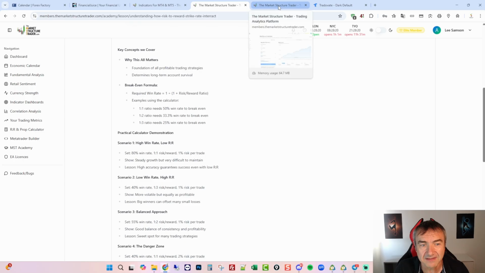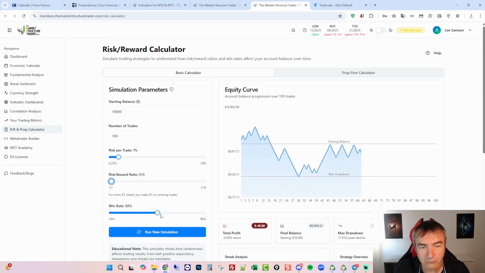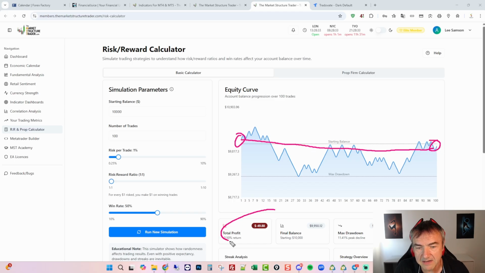So if we pop over to the calculator here and we give ourselves a 1-to-1 risk reward ratio with a 50% strike rate, you'll see that we start off here and we end here. So it's roughly break even. We're making $49 worth of loss there.